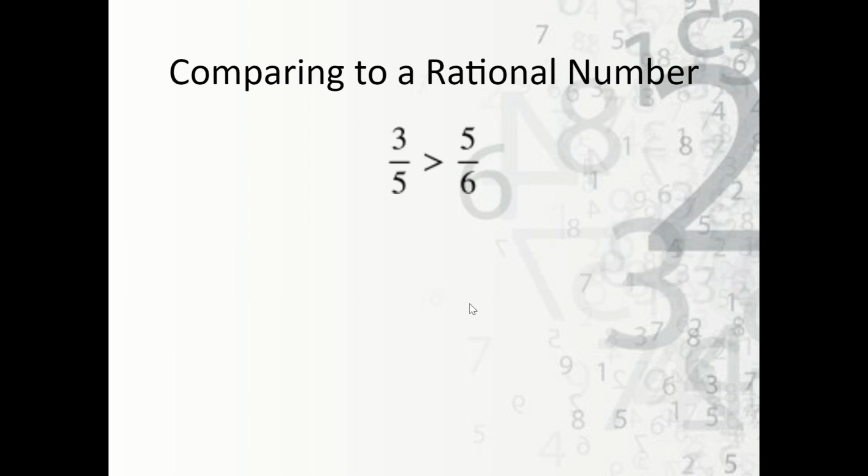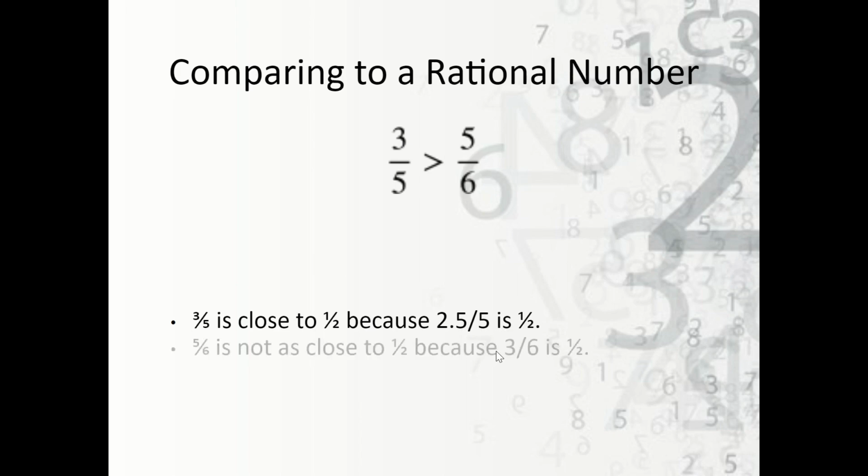Lastly, comparing it to some other rational number. 3/5 is close to 1/2 because 2.5/5 is equal to 1/2. 5/6 is not as close to 1/2 because 3/6 is 1/2. And we have 5/6, so we're much further away here, so we can see then that 5/6 must be bigger. So these are different strategies that you can use to compare rational numbers.